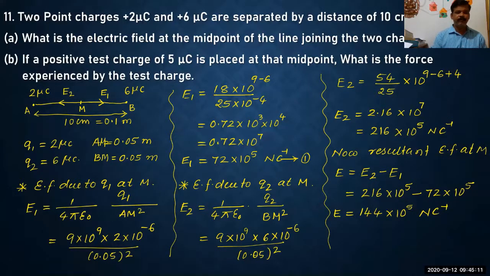Then see, we have completed part A here. Now we have to move to part B. See what we have to do. If a positive test charge of 5 microcoulomb is placed at that point, then what is the force experienced by it? I will give you the hint so that you are able to solve it by yourself.